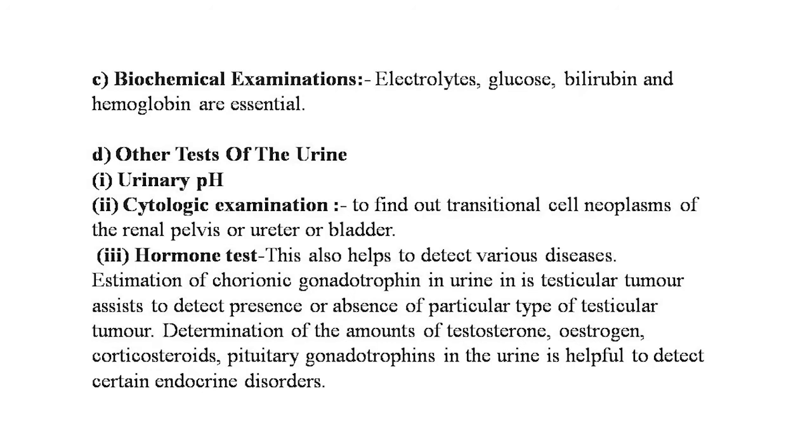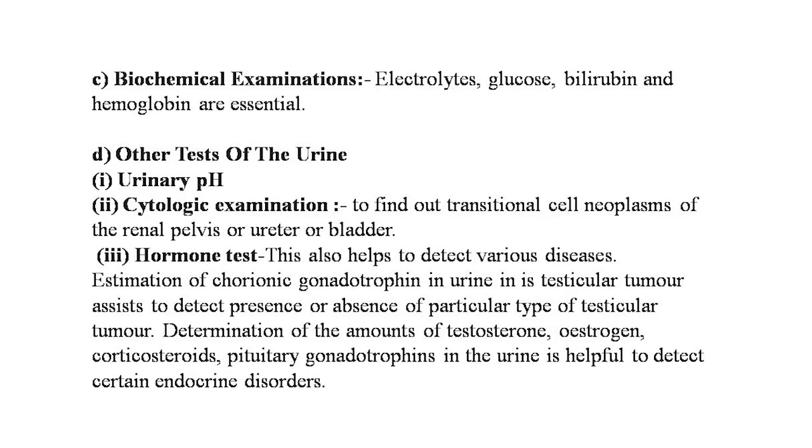Normal kidneys contribute to control of the body pH by excreting urine in the pH range of 4.5 to 7.5. Now, cytological examination by Papanicolaou's technique is quite effective to find out transitional cell neoplasms of the renal pelvis, the ureter or the bladder.